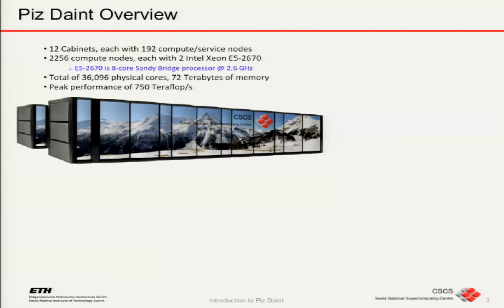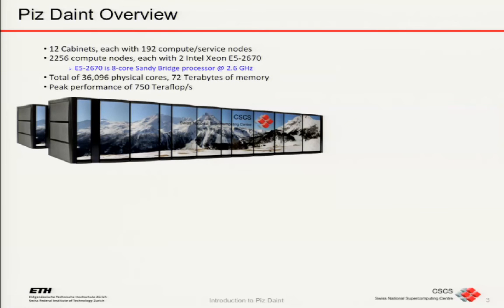So what exactly do we have? Well, 12 cabinets each with 192 compute or service nodes. There are actually 188 in each one, with then a service blade, 188 compute nodes. So there's 2,256 in total, 36,000 cores, 72 terabytes of memory. Peak performance just sneaks in at 750 teraflops. I think it's something like 750.3.